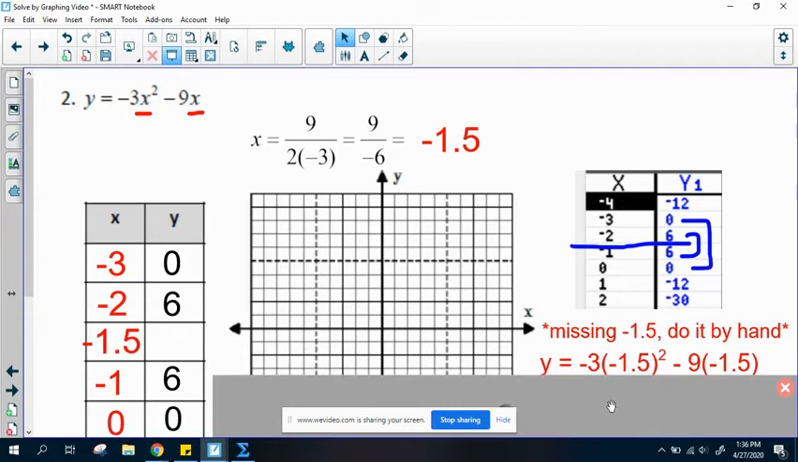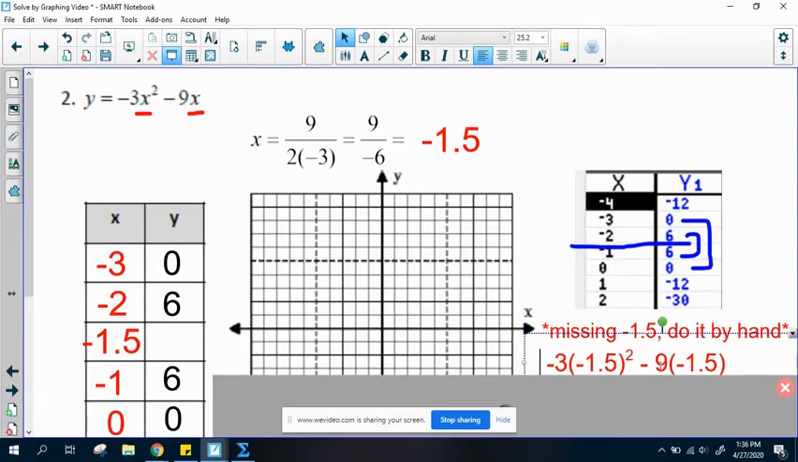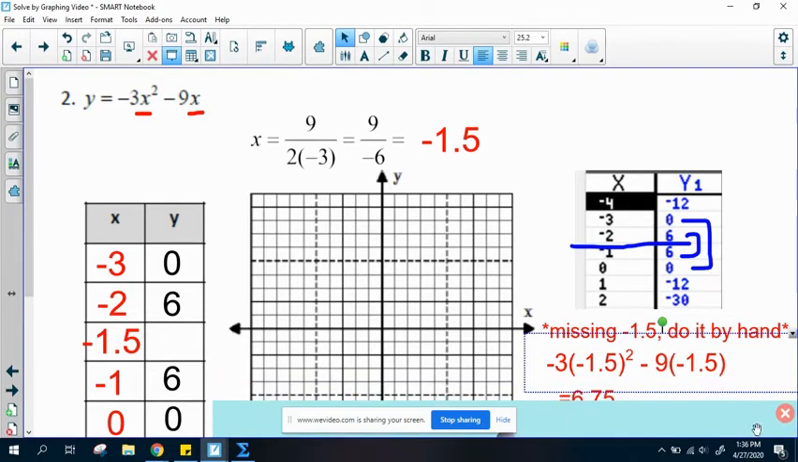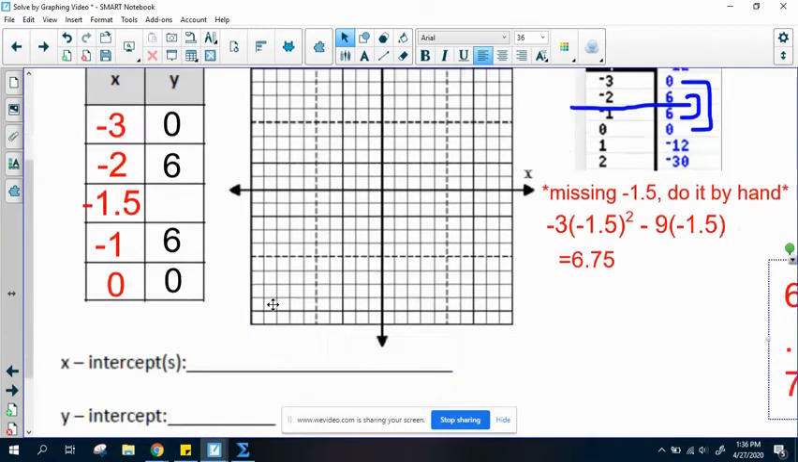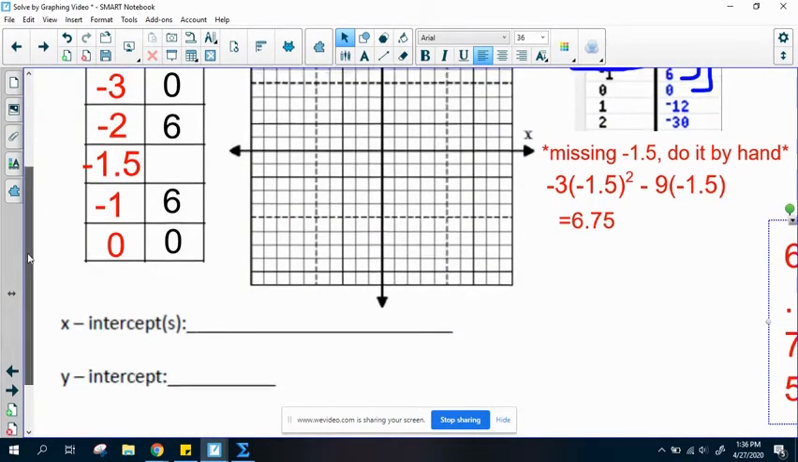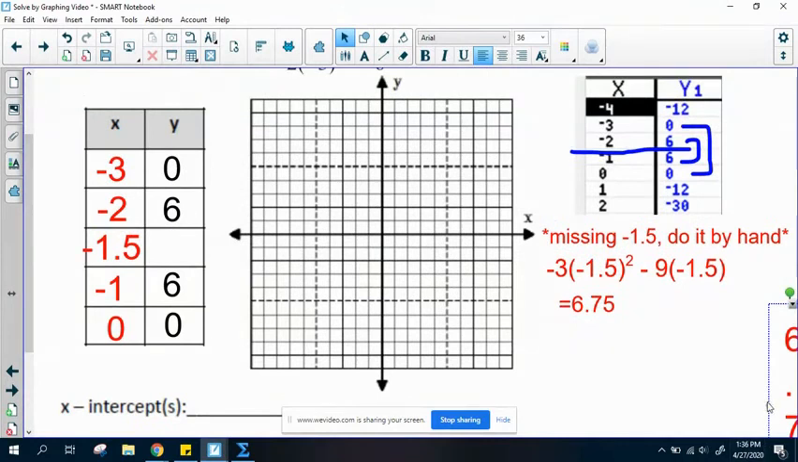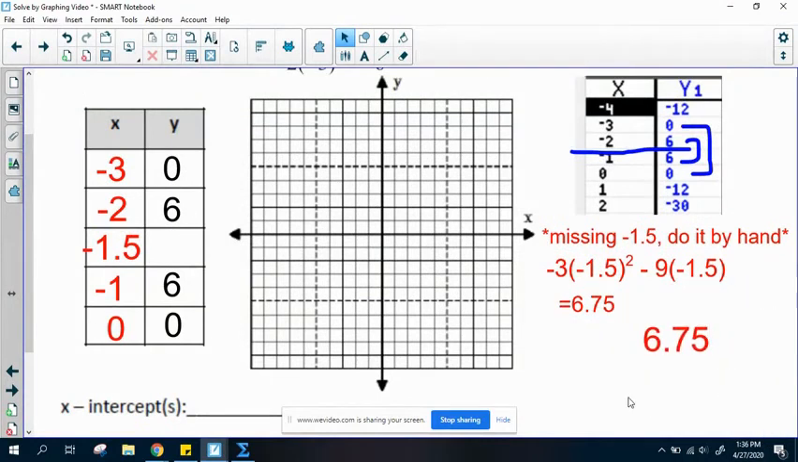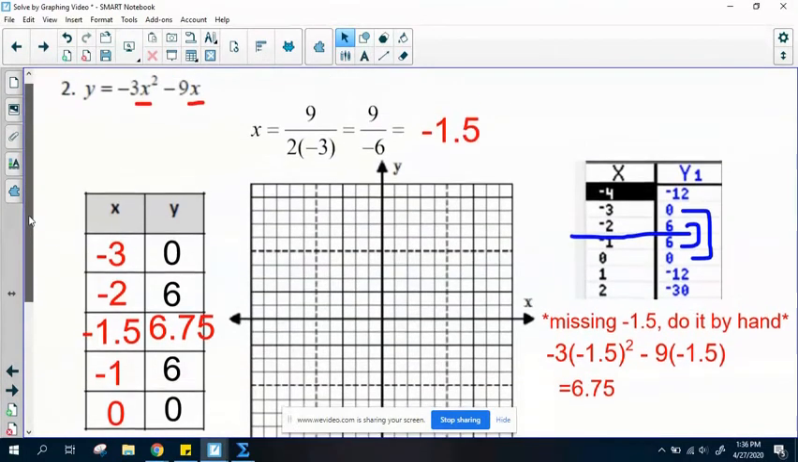You would take -3 on your calculator times -1.5 squared, then -9 times -1.5. Don't forget to square it. And if you type it in on your calculator, you get 6.75. So now we know that that is what's in the middle. And you're not always going to have nice numbers. You're just going to have to estimate them on the graph.